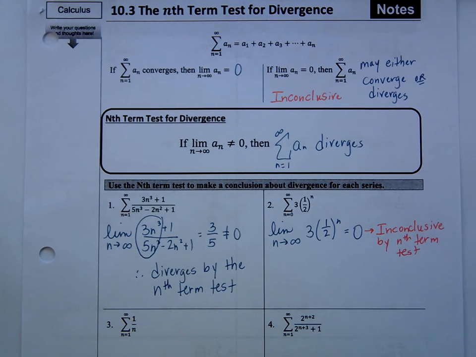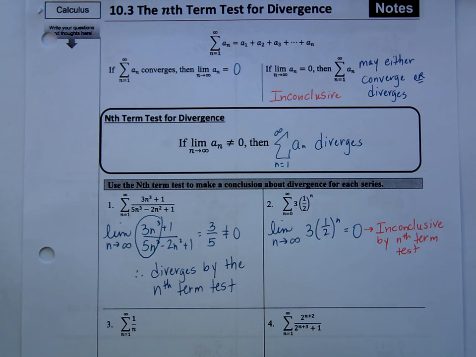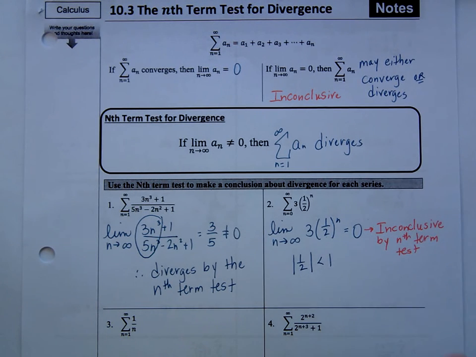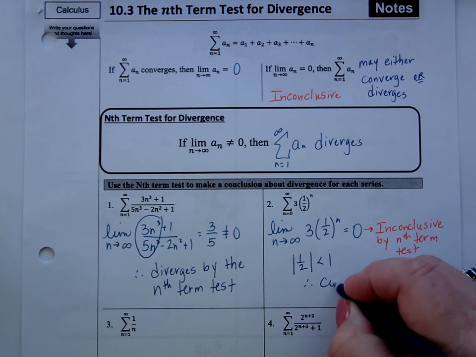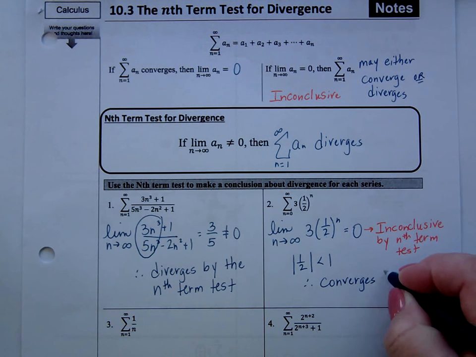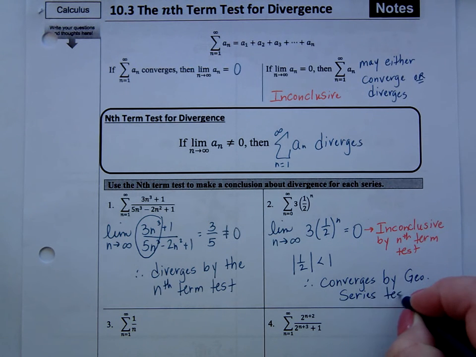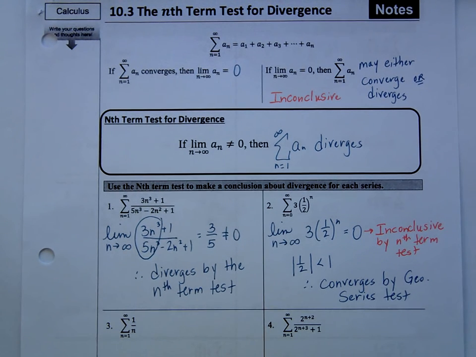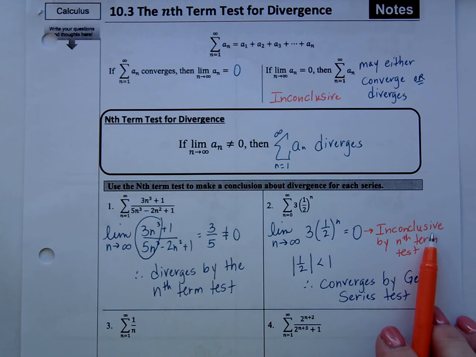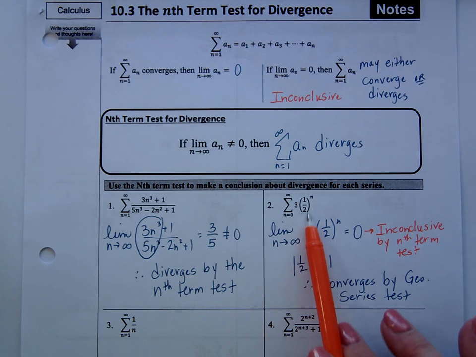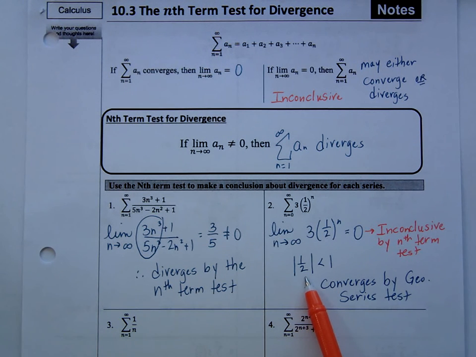But we know that actually that looks like a geometric series, and I can tell whether it converges or diverges based on the r value, the common ratio. My common ratio is the 1/2. The absolute value of 1/2 is less than 1, and therefore I know that it converges by the geometric series test. So it was inconclusive by the nth term test because my limit came out to be 0, but I have the setup here for a geometric series knowing that 1/2 is my r value, and therefore I know it's going to converge by the geometric series test.